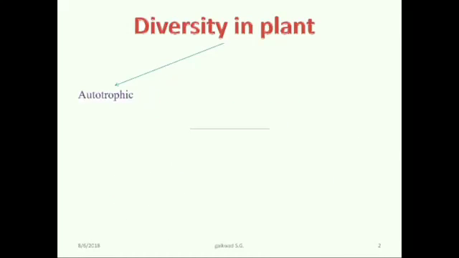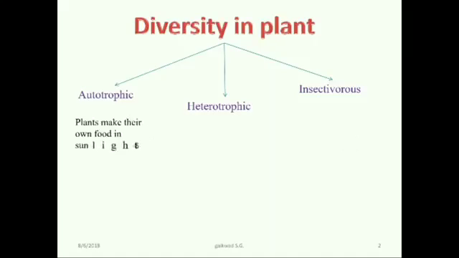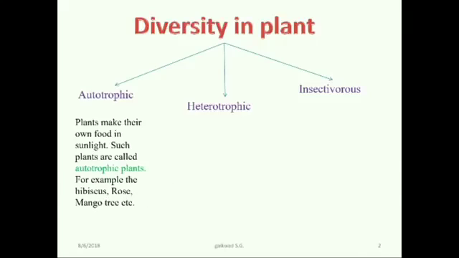First, autotrophic plants. Second, heterotrophic plants. And third one, insectivorous plants. Plants that make their own food in sunlight are called autotrophic plants. For example, the hibiscus, rose, mango tree, etc.